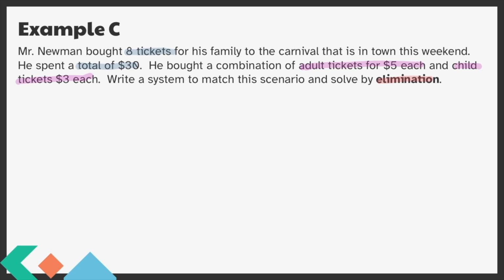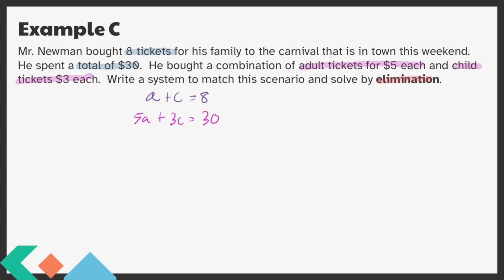So now we're going to come up with our 2 equations. So the first thing is we know he bought a total of 8 tickets. We know that we have some adults and some children, but we don't know how many. So we know adults plus children, there's going to be a total of 8 of them. Now we know that he bought a combination of $5 tickets for the adults. So again, they're $5 for adults, plus our $3 tickets for children is going to be a total of $30, because that's what it gave us in our problem.